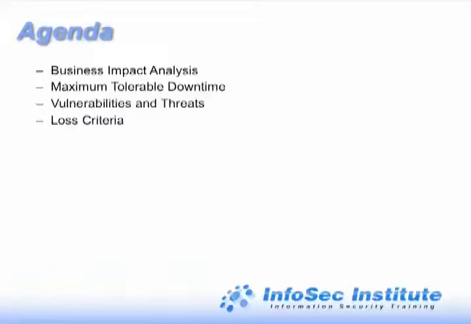And then the other issue with the BCP is the human factor. It's probably the most important, or is the most important, part of a BCP. You have to do human safety first, data safety second. Okay, in this area we're going to cover the BIA, or Business Impact Analysis. There's maximum tolerable downtime, which is basically something you have to memorize, vulnerabilities and threats, and then loss criteria.